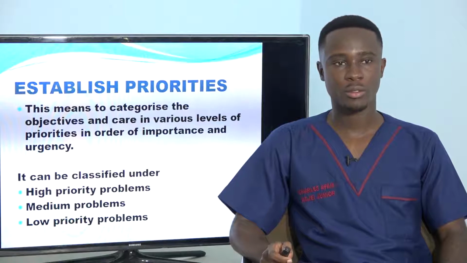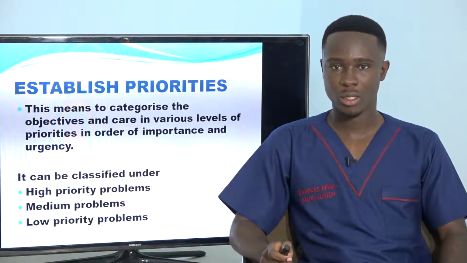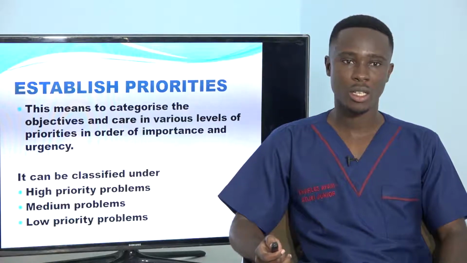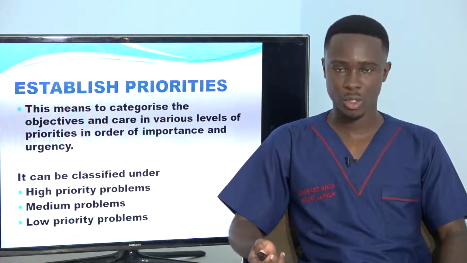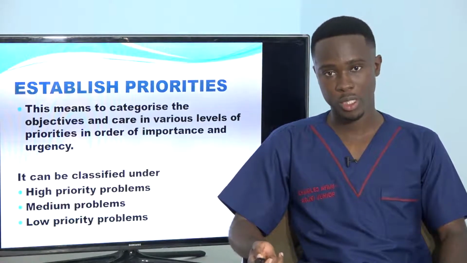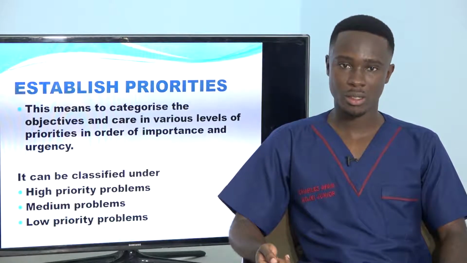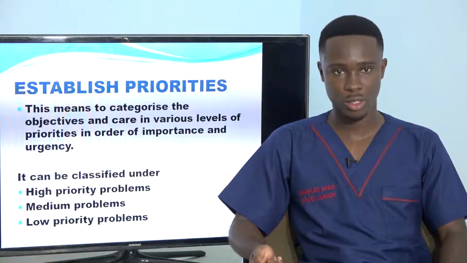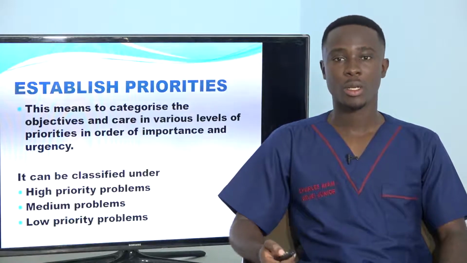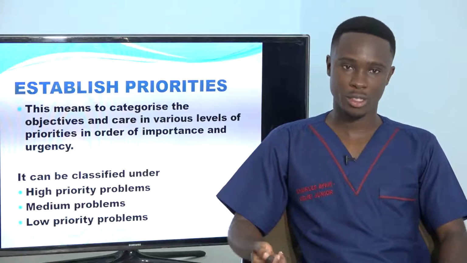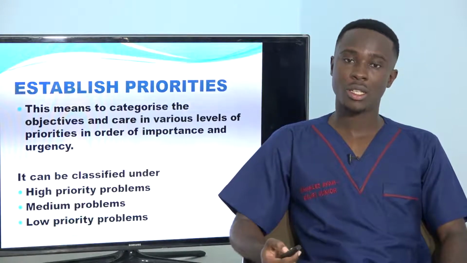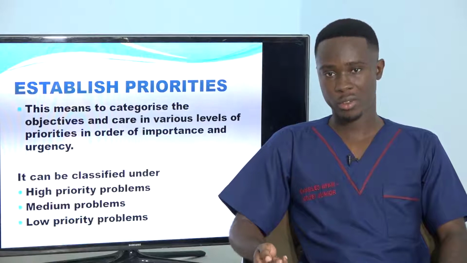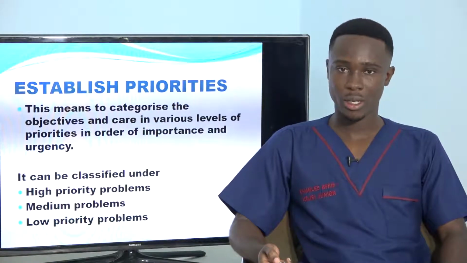Because if you have, let's say, a patient bleeding or a patient who is dyspneic, and you also have wound dressing, which is also a problem, you would have to address the dyspnea and the bleeding first before you think about the wound dressing. Or if a patient has anorexia, you would definitely address bleeding problems and dyspnea problems before anorexia. So that is what I mean by prioritizing.